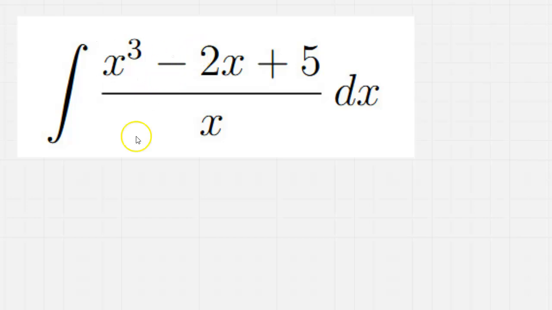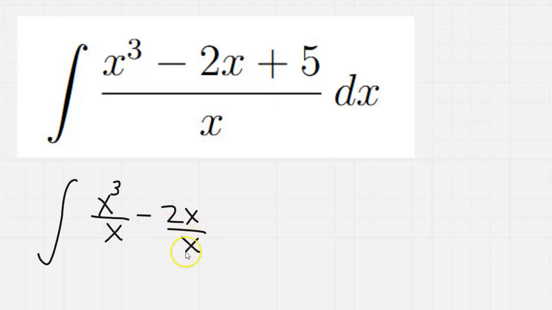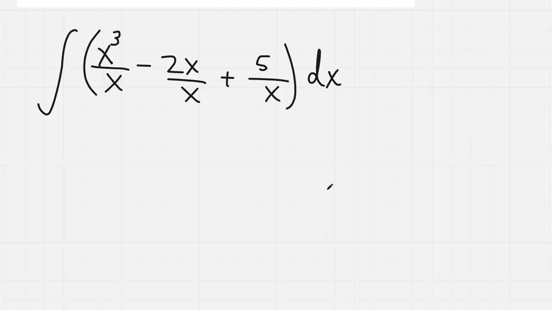So we can rewrite this without changing anything as the integral of x cubed over x minus 2x over x plus 5 over x. And now obviously each of these individual terms is much easier to deal with than what we had in the beginning. And so with that in mind, we can now just simplify these. So x cubed over x would just be x squared minus 2 plus 5 over x.